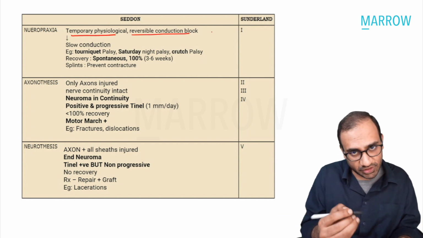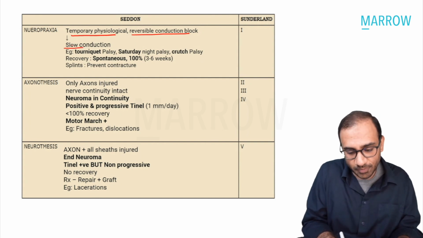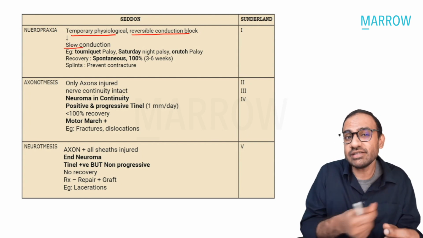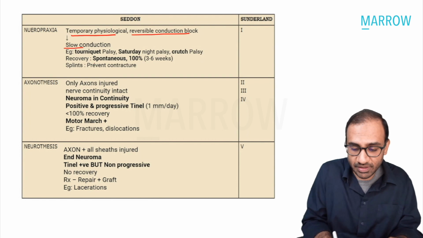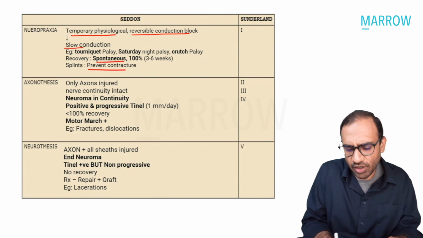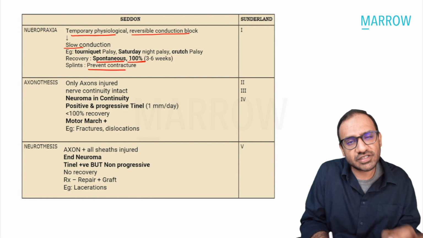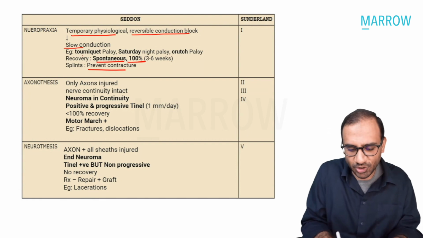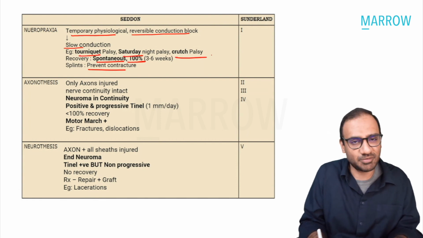The nerve conduction velocity through the segment would be slow, and this is spontaneously recoverable, right? So the treatment is just splint. It spontaneously recovers, and it recovers 100%. The examples are your tourniquet palsy, Saturday night palsy and crutch palsy, right?